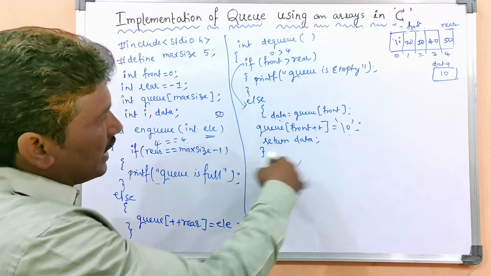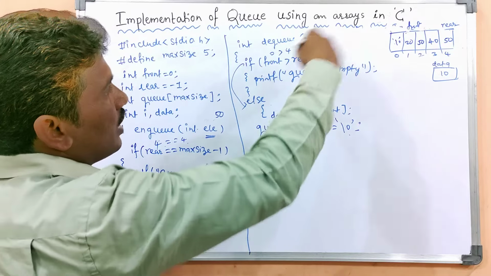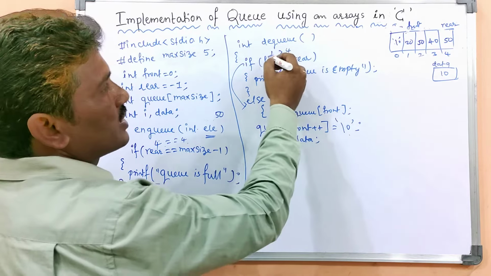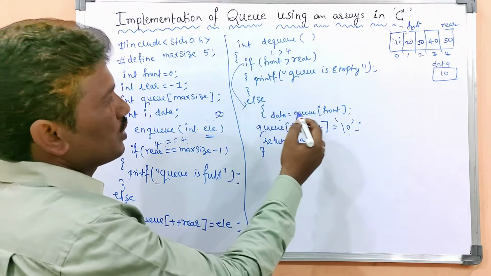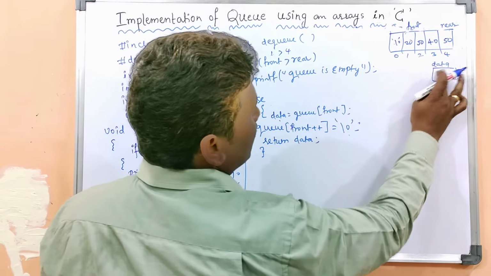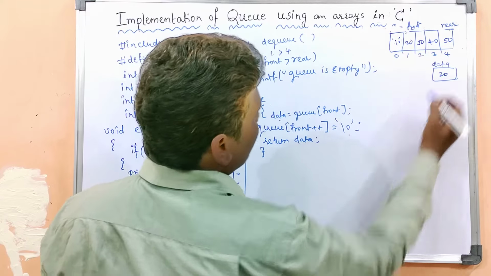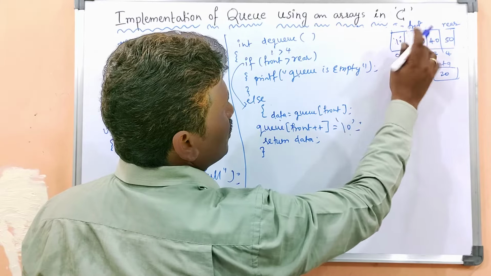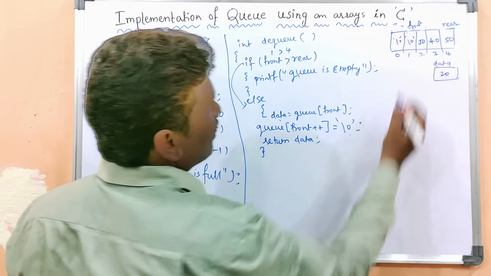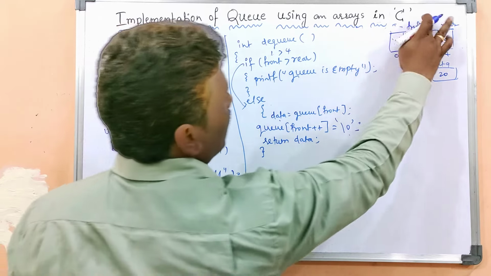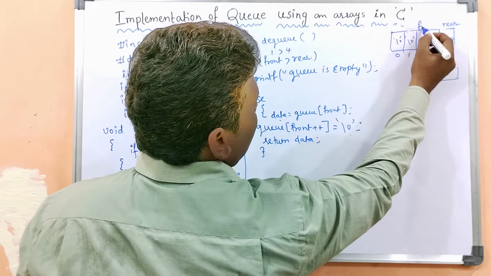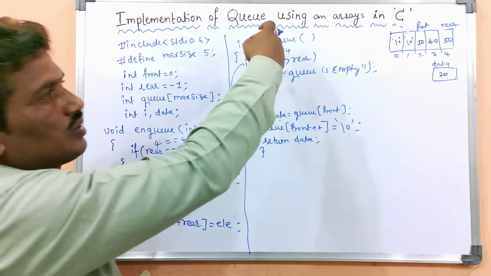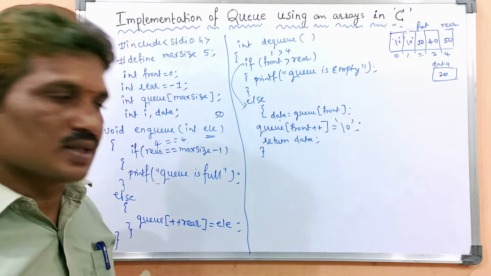If you call the dequeue operation again, the front value is 1, the condition returns false, and it comes to the else part. Now what is the data value? Data value becomes 20. Then queue of front plus 1, because this is also assigned a null. Then the front value is incremented by 1. Then return data, it will be returned to the calling function of the dequeue operation.